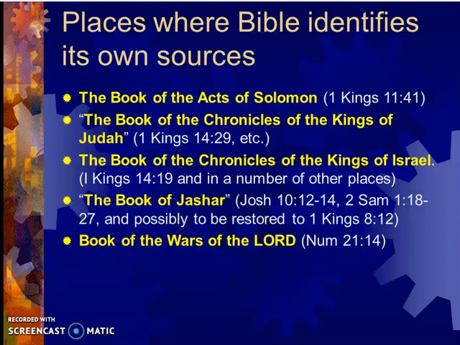In fact, there are places where the Bible itself identifies its own sources. You have the book of the Acts of Solomon in Kings. You have the book of the Chronicles of the Kings of Judah in 1 Kings, which, by the way, is not to be confused with our book of Chronicles. It's rather a source used by the writer of Kings, the archival material from the palace. And then there's the book of the Chronicles of the Kings of Israel, mentioned also in 1 Kings. There's the book of Jasher in several places, the book of the Wars of the Lord. All of these are sources that the Bible itself identifies as being used by the biblical writer.